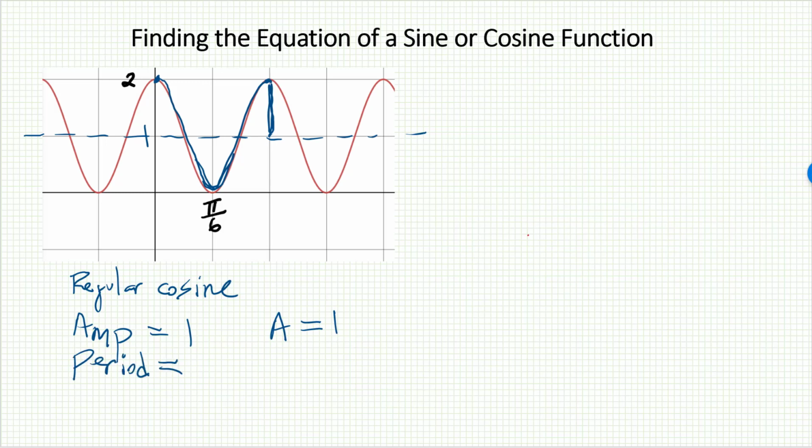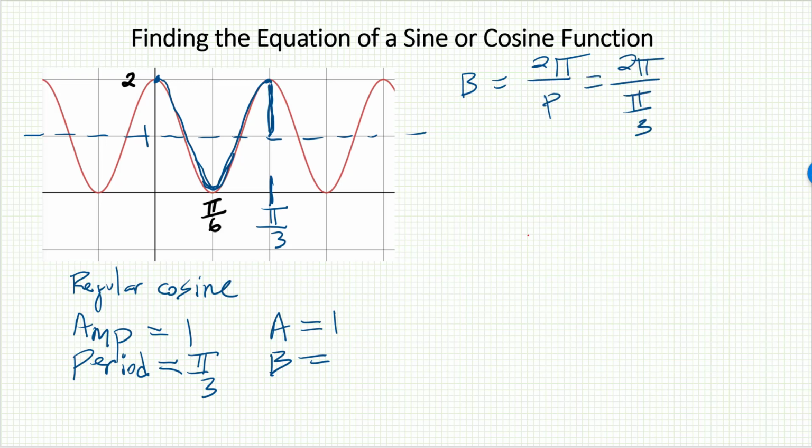How about the period? Well, let's see. Here's one complete period. I need to know what this marking is. It looks like this first tick mark here is pi over 6, which means this would be 2 pi over 6, which reduces to pi over 3. So the period is pi over 3. And then to figure out the B, I can use my little formula, right? B equals 2 pi divided by the period. Dividing by pi over 3 is the same thing as multiplying by 3 over pi, and pi's cancel, and I end up with 6. So my B value is 6.